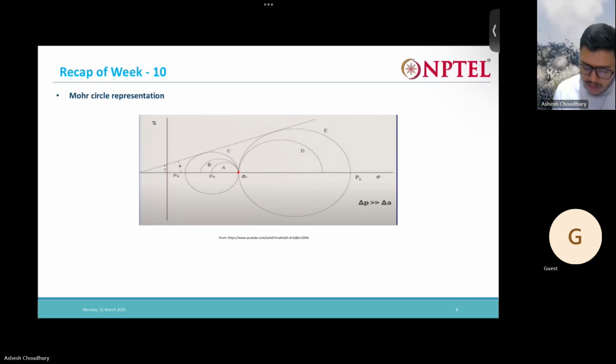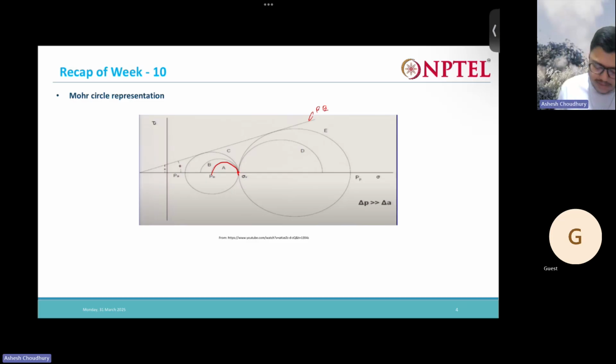Now this P naught point represents the earth pressure at rest. So you can have a small Mohr circle here, and you can see nowhere this Mohr circle is touching the failure envelope. Okay, it's not touching the failure envelope at any point.